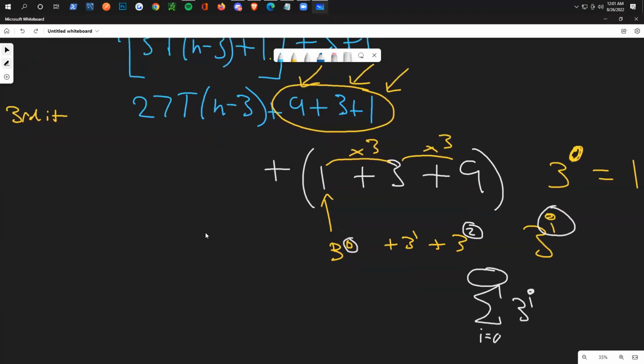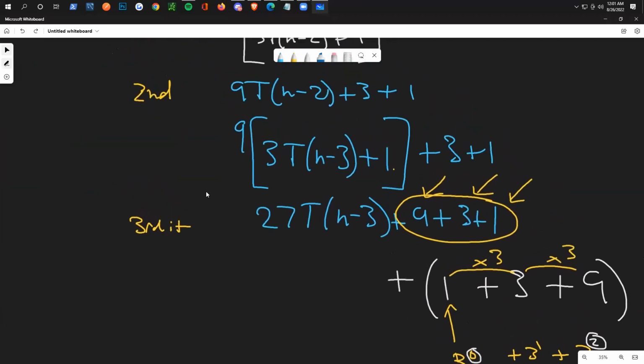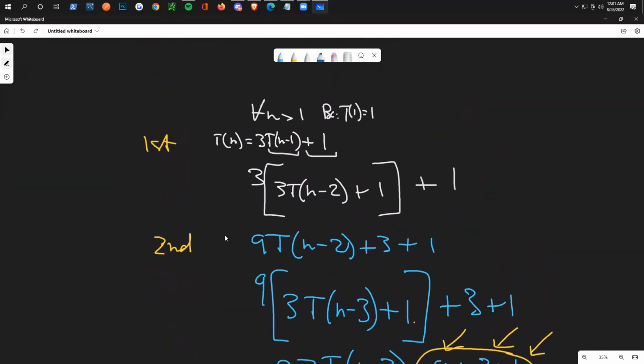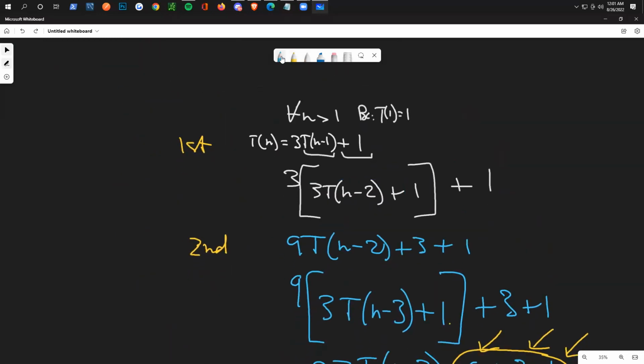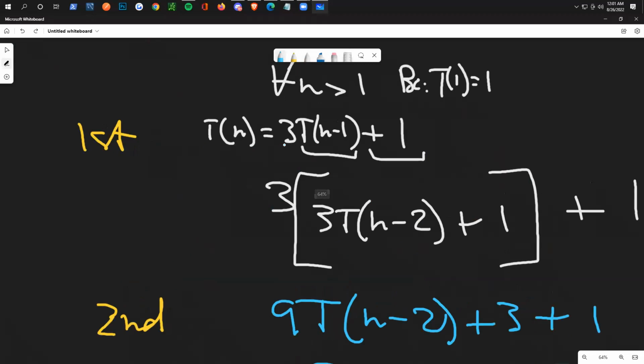So this is where I like to go to the very first iteration, right? So you can go from the first or you can go from the end. I think it makes more sense if you start from the first. So this is 3 to the 1, right?